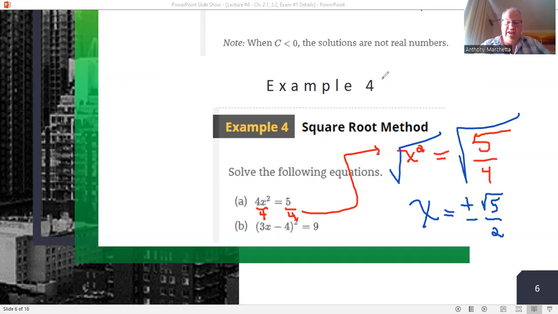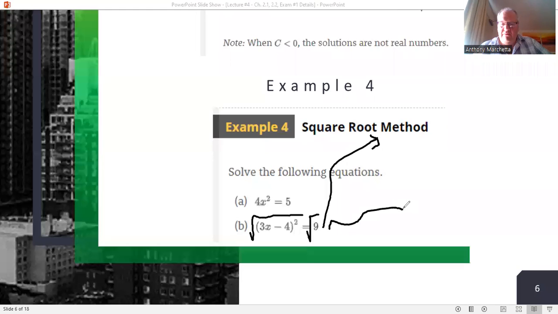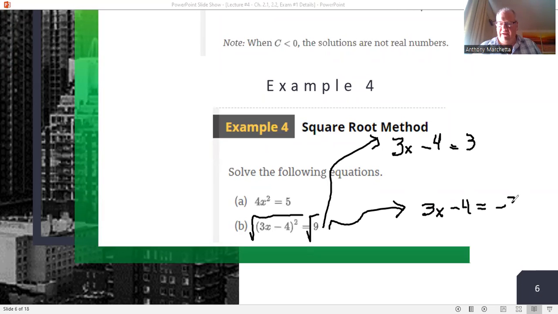While we're in this conversation, take a look at part B. In part B, I'm going to use black for this one. Let me clear that out. Since I have something squared on the left, I might as well go right in immediately with the square root. And when I do, I wind up with two equations. The first equation is 3x minus 4 equals 3. And then the other one is 3x minus 4 equals -3.